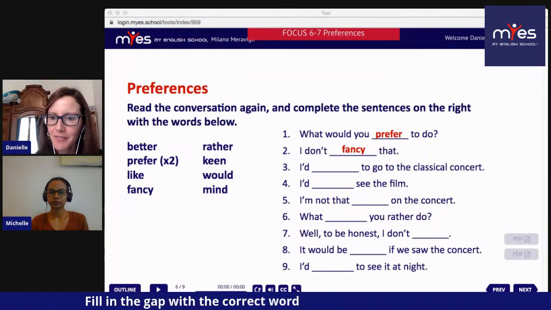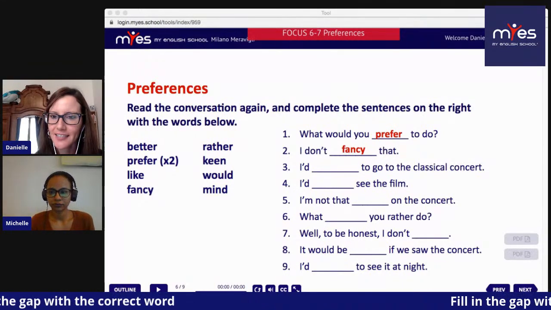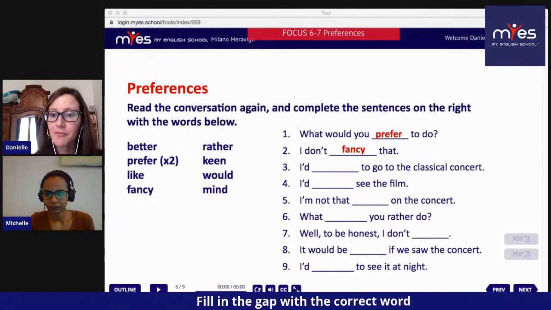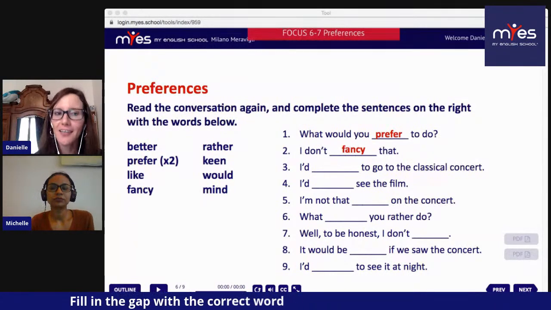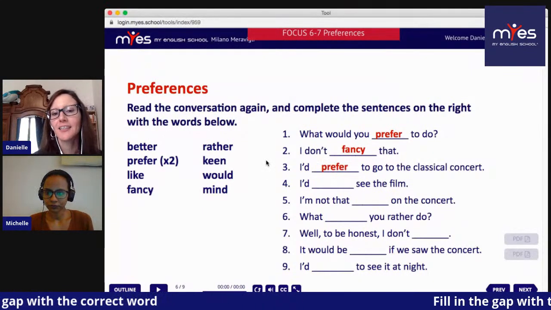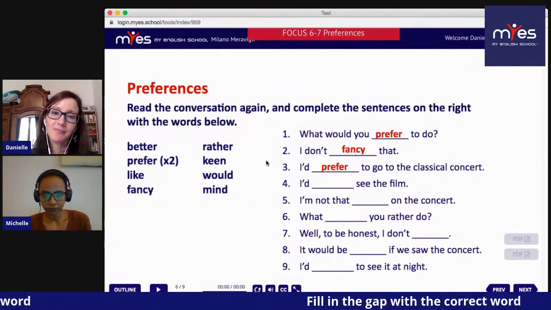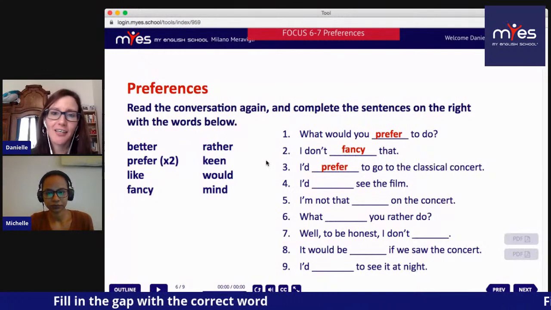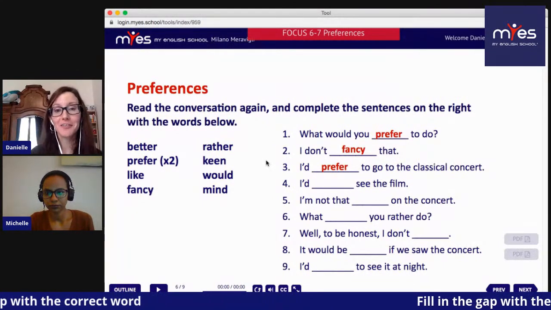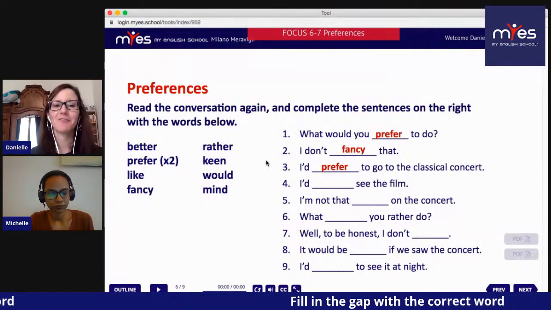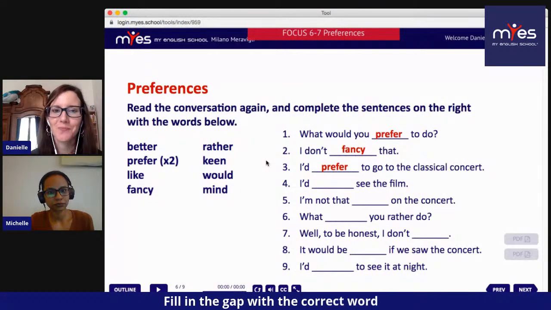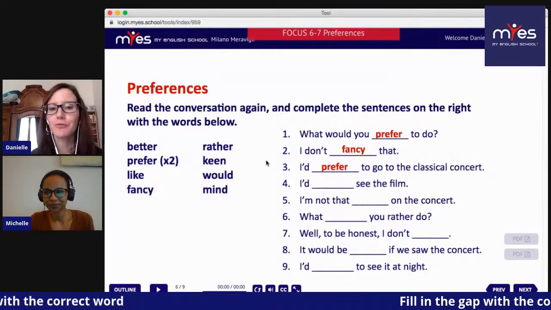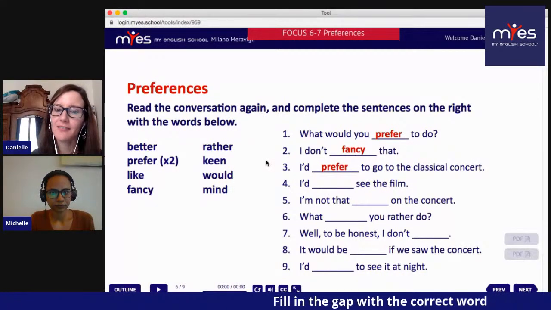What about number 3? Yep, someone said prefer, rather. Yep, very good, guys. Well done. So prefer, but rather works as well. Okay. I'd rather, oh no, sorry, it doesn't, because after rather, there is no to. So I'd prefer to go to the classical concert.